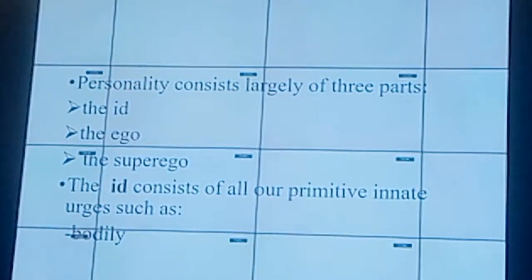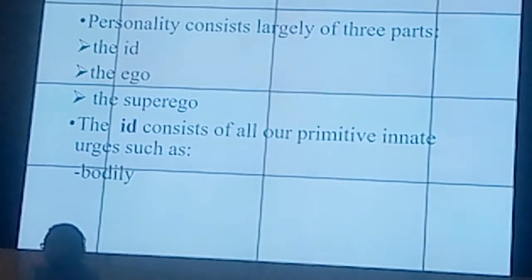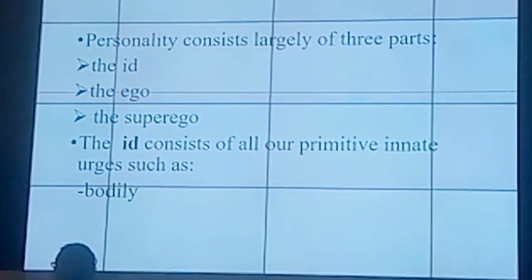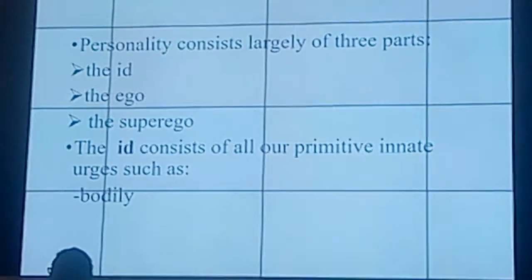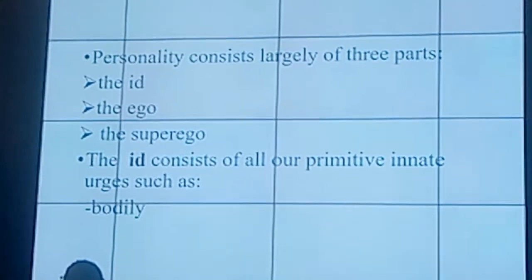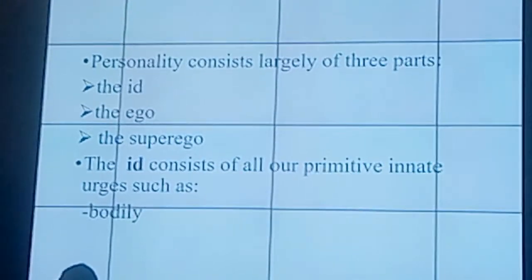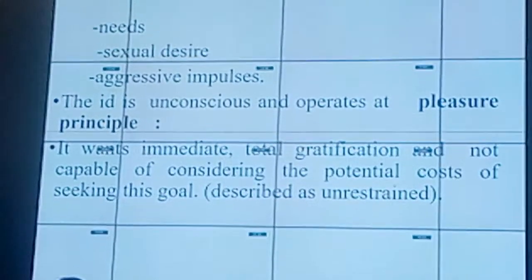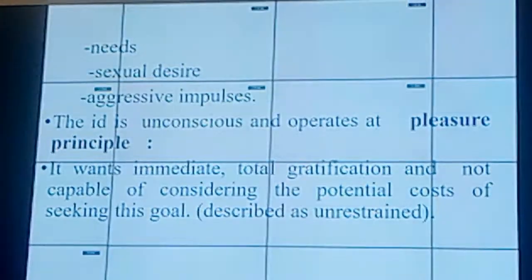So personality consists of three parts which I've already mentioned. Okay? The id usually consists of all our primitive, innate urges. Why? Because most of the time they mislead you. Sometimes they mislead you, sometimes they do not, but they are actually found within us. And the urges are bodily. Look at when you are thirsty, what do you look for? To quench the thirst. Right?